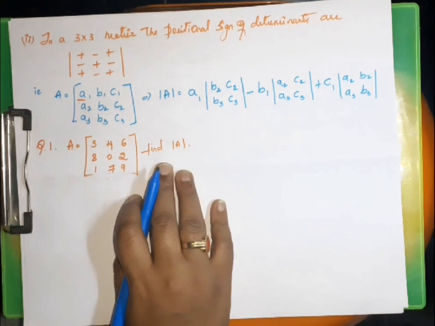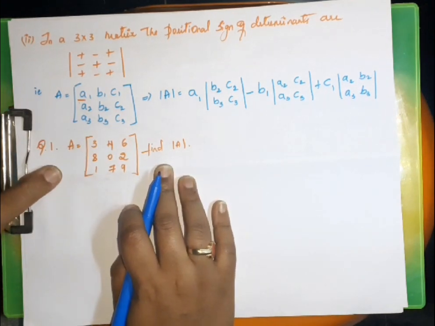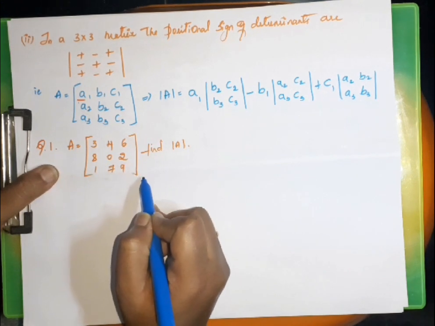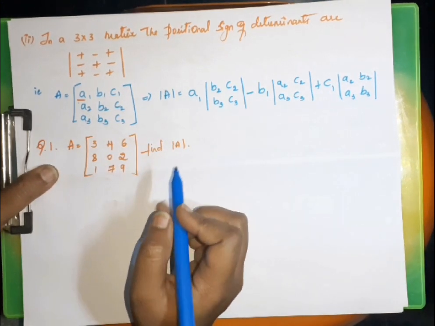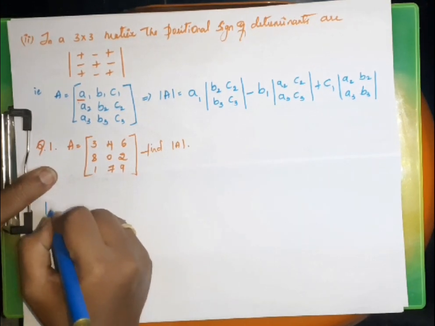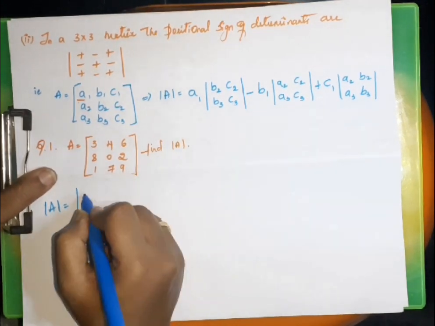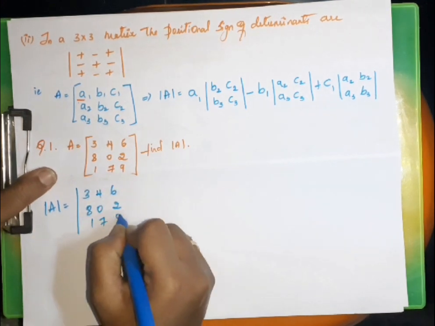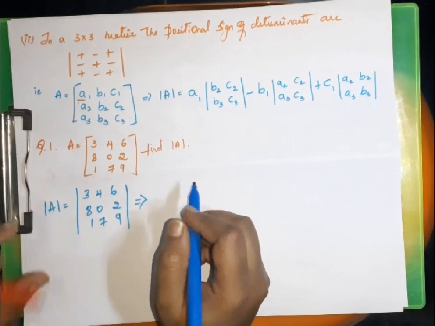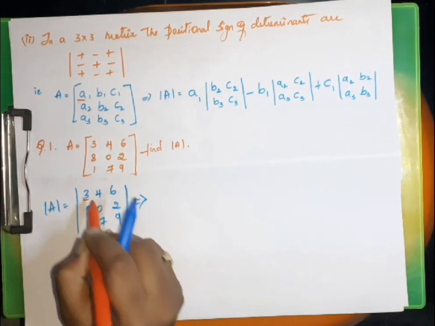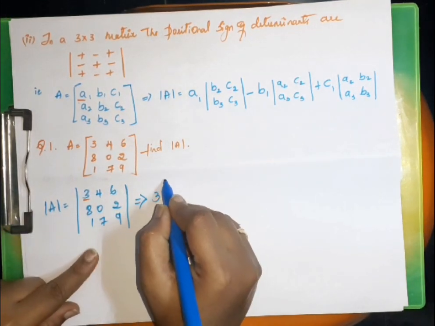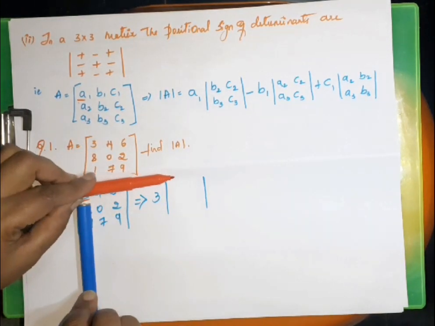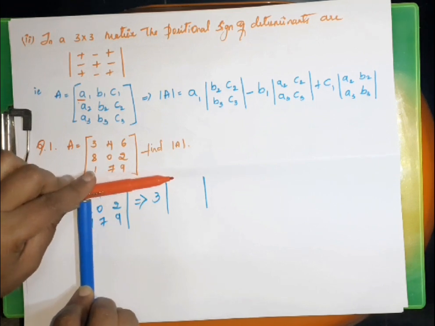I am taking an example sum here. A is equal to the matrix given with order 3 into 3. We have to find determinant A. So determinant A is equal to, write all the elements as they are. If you consider the first number, that is 3, you have to eliminate the row and column it belongs to.